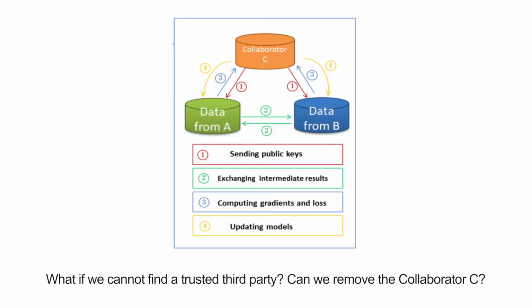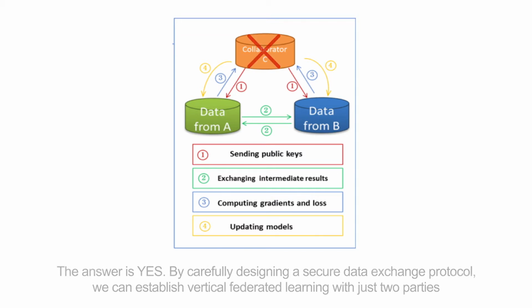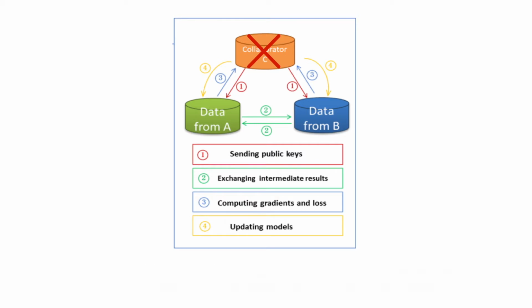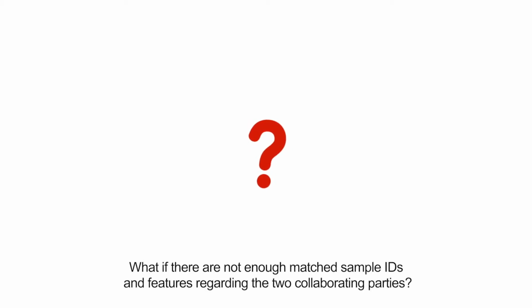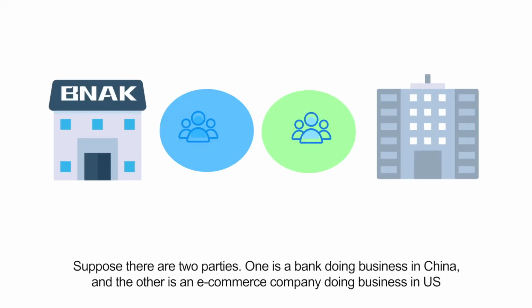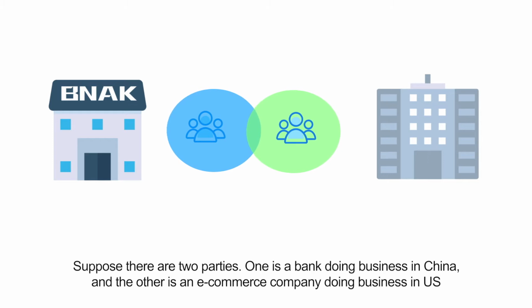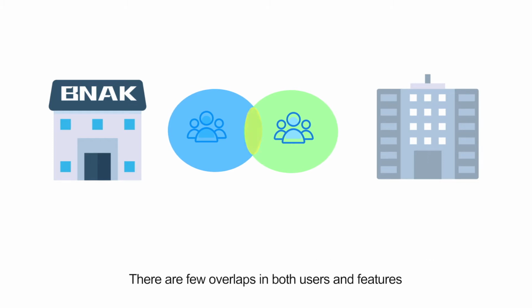What if we cannot find a trusted third party? Can we remove the collaborator C? The answer is yes. By carefully designing a secure data exchange protocol, we can establish vertical federated learning with just 2 parties. What if there are not enough matched sample IDs and features regarding the 2 collaborating parties? Suppose there are 2 parties, one is a bank doing business in China, and the other is an e-commerce company doing business in the US. There are few overlaps in both users and features.